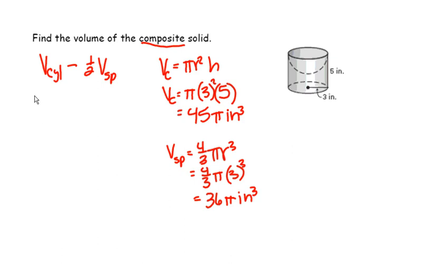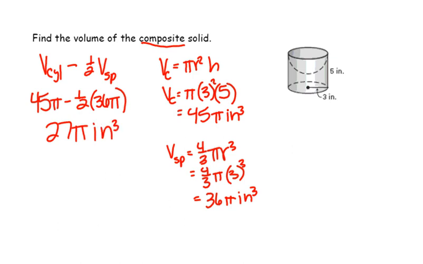So when I substitute it back into my problem, I take 45 pi and I subtract 1/2 of 36 pi, and let's see, 45 minus 18 is 27. Does that seem reasonable? So 27 pi inches cubed is my answer.